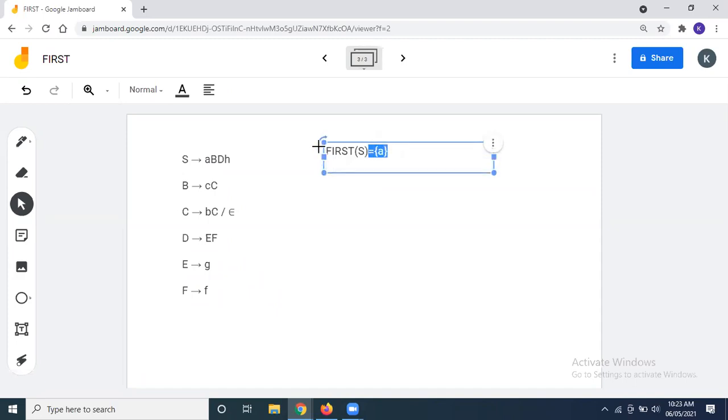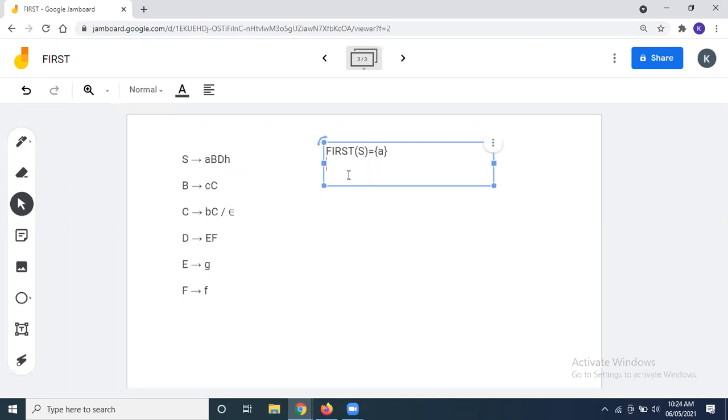Next, what is first of B? Now tell me, what is first of B there? C. Terminal C. Yes, it's a terminal. So whatever comes first, only that you have to consider. See, here we have S derives a, capital B, d, and h. It's not that you have to consider B, d also. No, only the first one. Whatever comes first on the right hand side, whether it is a terminal symbol, non-terminal symbol, or epsilon, that you have to consider.